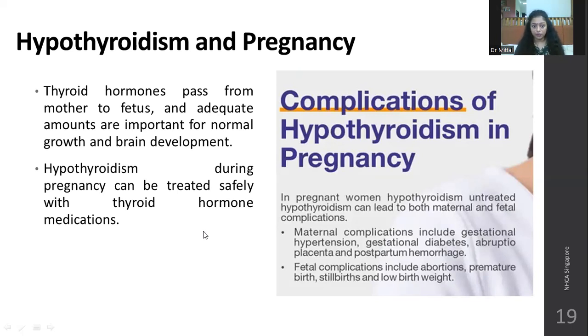Postpartum hemorrhage, uncontrolled bleeding after pregnancy. Then coming to the fetal complications, what happens to the child? Abortions, spontaneous abortions, that is miscarriage, premature birth, stillbirth, a baby who is born dead, low birth weight babies. Okay, these are associated with the complications of hypothyroidism in pregnancy.